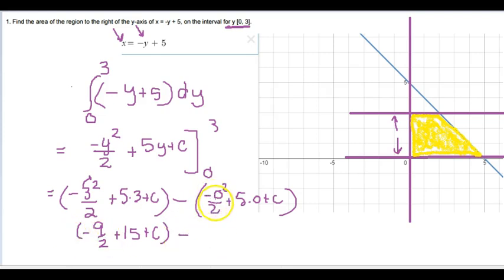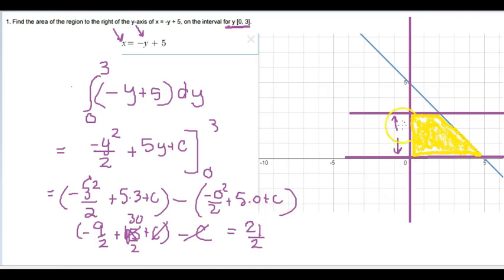minus, and then 0, any 0 squared is 0. This whole thing is 0, I just have the c. So the c's are going to subtract out, and I'm left with negative 9/2 plus 15. That's otherwise known as 30/2. And so I end up with an answer of 21/2, which you can change to 10.5 if you want.